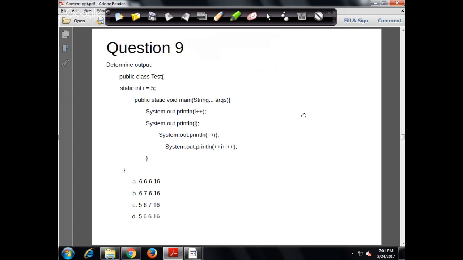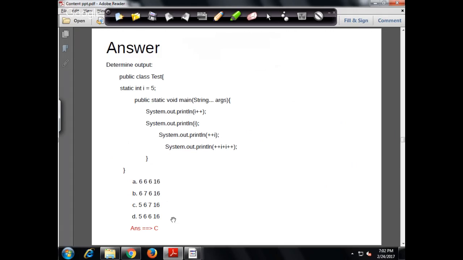Ankit now says C, 5, 6, 7, 16. Okay. Any more answers? Jagpati also is saying C. Okay. Okay, guys. So let me just show you the answer. So the answer is C. So I think after reading the tip, a lot of you guys have been able to answer it. The answer is C.